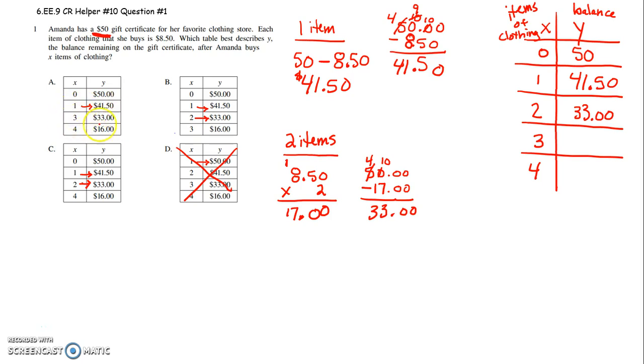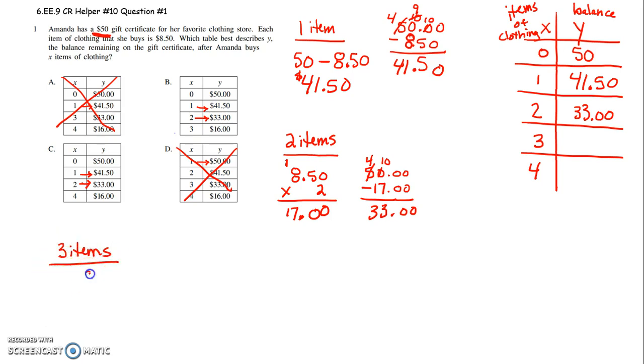But this one's no longer in play, because you see how 2 items of clothing gets you to 33. This says after I buy 3 items of clothing, I'm down to 33. So now we've eliminated 2 of the tables. Now we're just going to move on to 3 items and then 4 items. So let's look at 3 items of clothing.